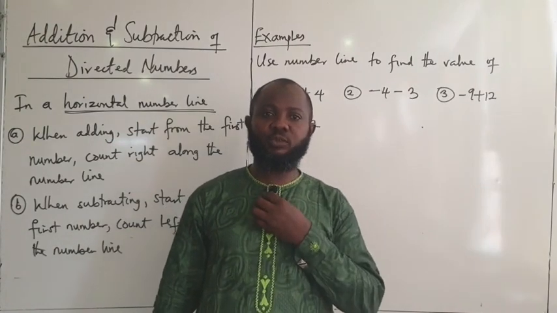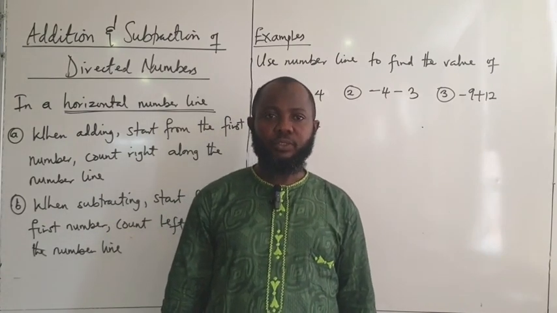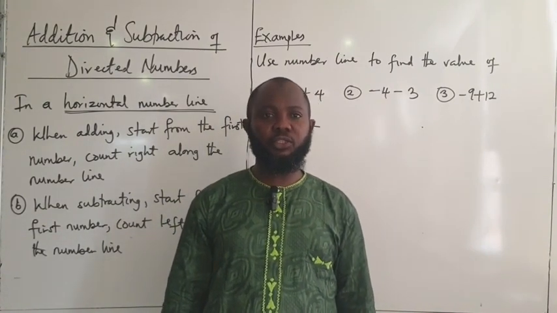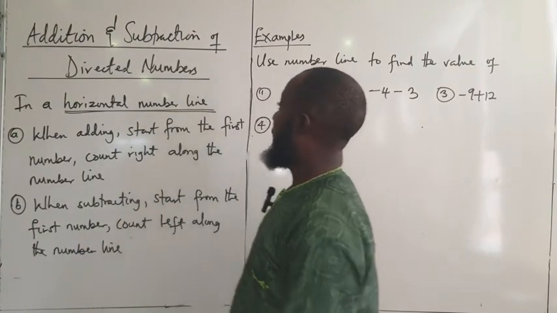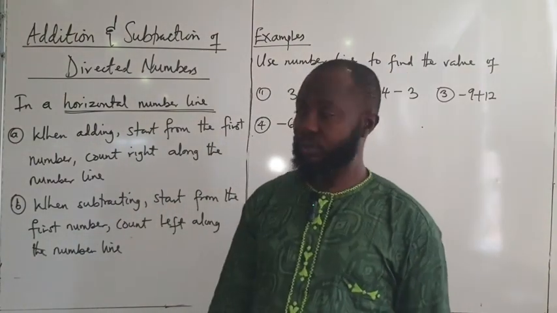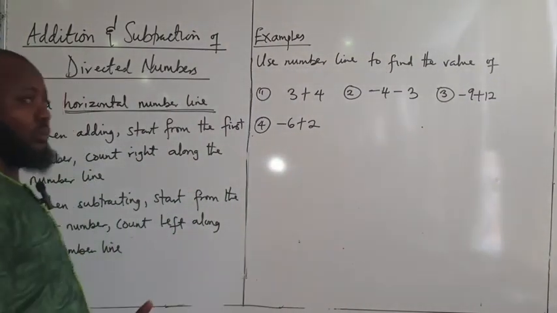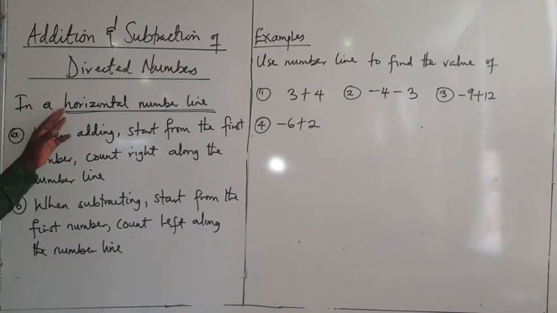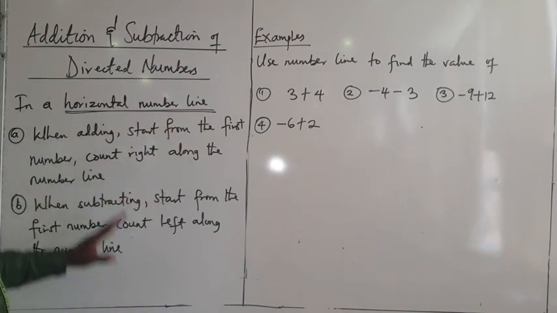So in this class, we want to continue from where we stopped on the number line. Today we want to look at addition and subtraction of directed numbers. As I've told you earlier, we have two types of number lines: a horizontal number line and a vertical number line. Let's start with the horizontal number line.